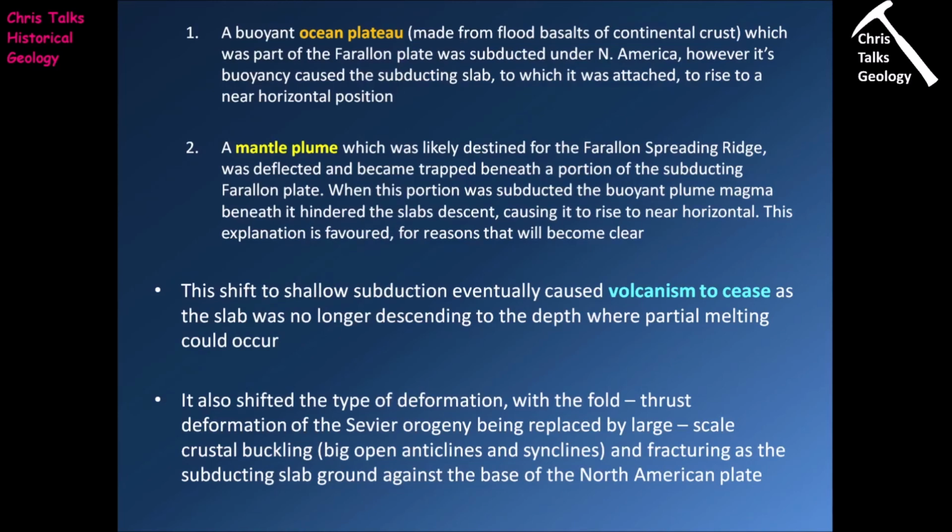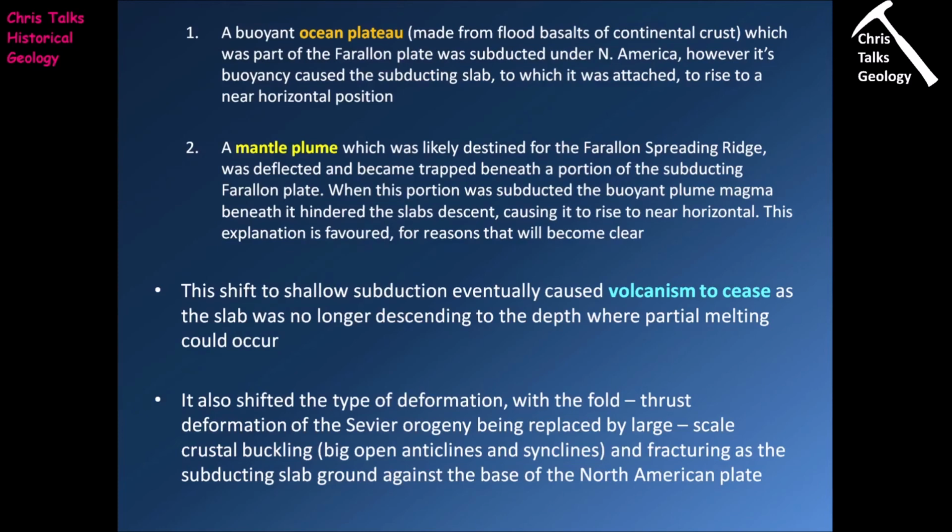So obviously to the west of the Farallon Plate we have the Farallon Spreading Ridge, which is where new oceanic crust is being made. Now, a lot of the time when we have oceanic ridges, it's not uncommon for mantle plumes to get trapped under the spreading ridge. And this is because most spreading ridges are located at the interface between convection cells in the mantle.